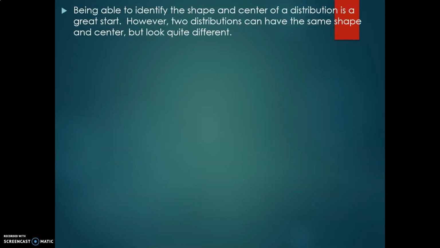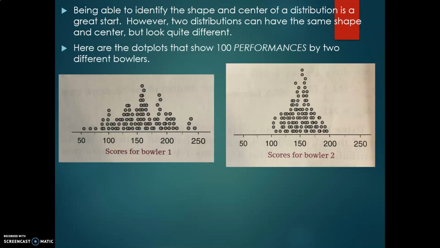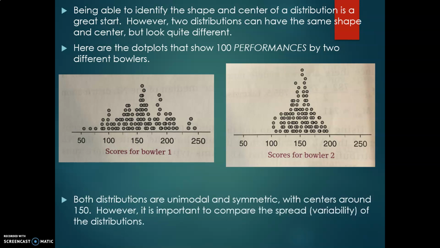So being able to identify the shape and center of the distribution is a great start, but then we want to look at a little bit more than that. Here are these two dot plots, Bowler 1 and Bowler 2. They have very similar shapes and distributions. They're both unimodal and roughly symmetrical. Their centers are both around 150. If you find their means and medians, they'll be very close to one another. But you can see that how far apart their spread is, is very different.